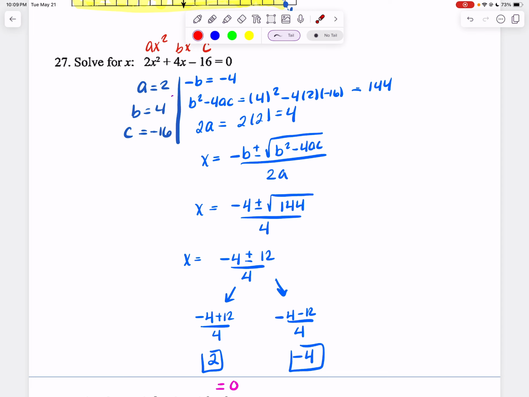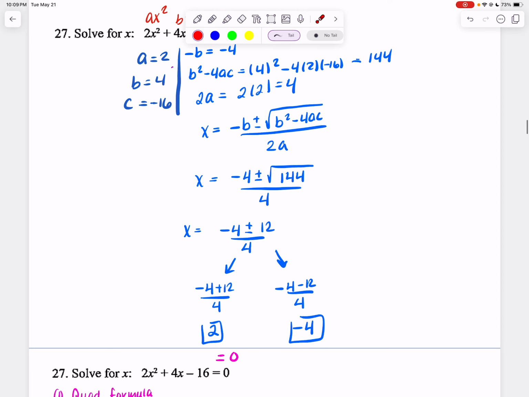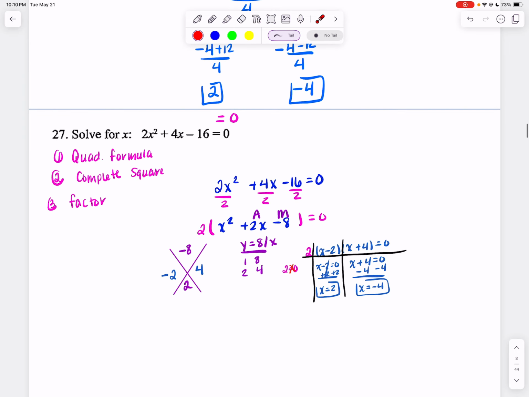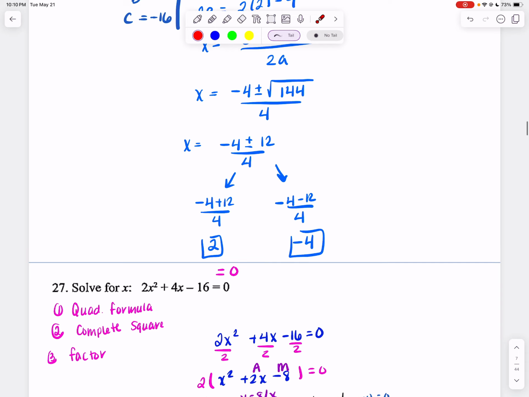We should know that 144 is a perfect square. That simplifies to 12. And then I just separate my fractions with my plus or minus. And then I alpha y equals enter it, and I get 2 and negative 4, which is the exact same solution as this. You will get full credit for either of those responses.